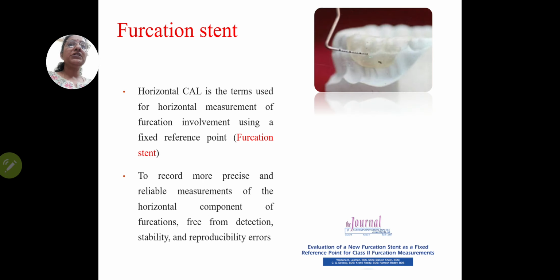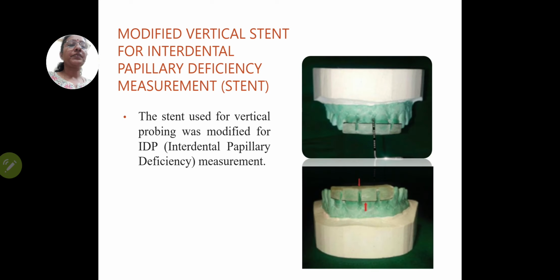And use of the furcation stent may act as a new frontier in the field of furcation diagnosis and measurement, especially for the horizontal CAL, that is the term used for the horizontal measurement of a furcation involvement using a fixed reference point with the help of a furcation stent, to record a more precise and reliable measurement of the horizontal component of the furcation. It is very stable and minimizes the reproducibility errors.